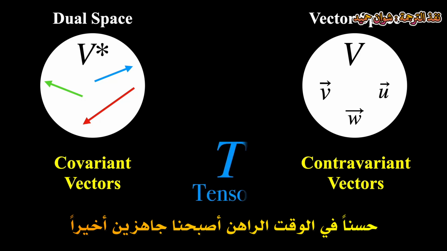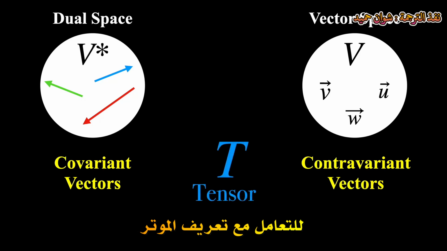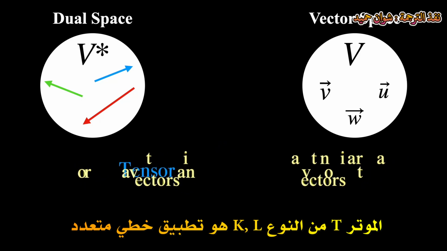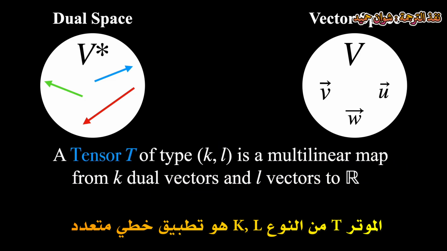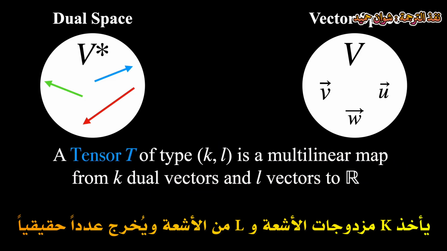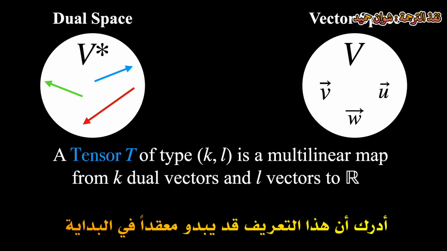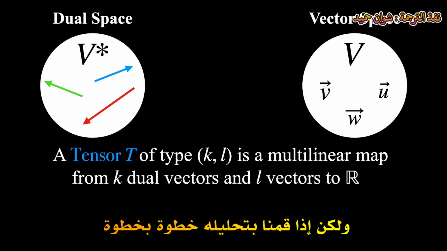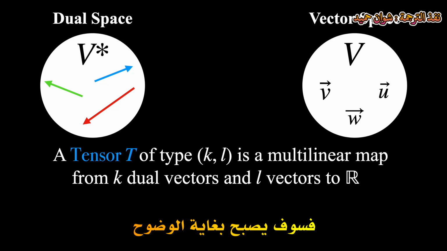Okay, so now we are finally ready to tackle the definition of a tensor. A tensor T of type (K, L) is a multilinear map from K dual vectors and L vectors to the real numbers. Now, I know this definition can seem like a headache, but if we break it down piece by piece, it will become crystal clear.